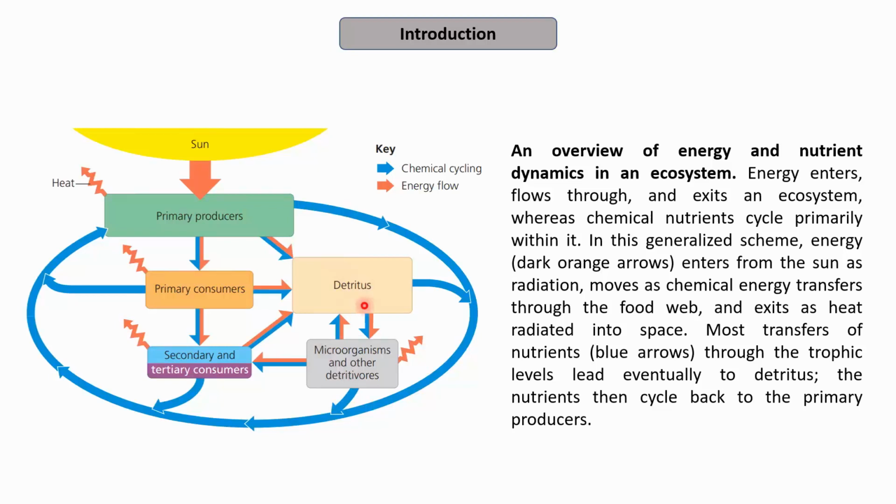The nutrients then cycle back to the primary producers, as I mentioned. The detritivores break down the complex substances present in dead leaves, dead plants, animals, or consumers, and by the action of enzymes they break down these complex substances. Upon decomposition, these complex substances are converted into inorganic nutrients and released into the soil.